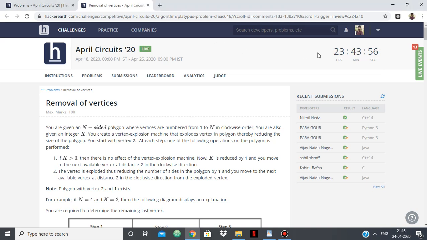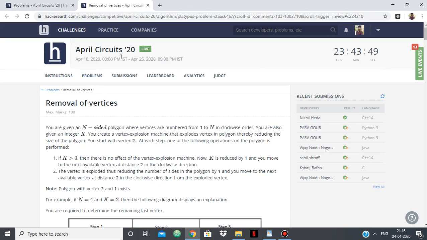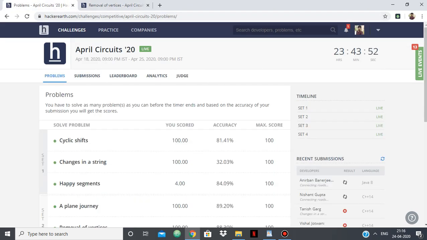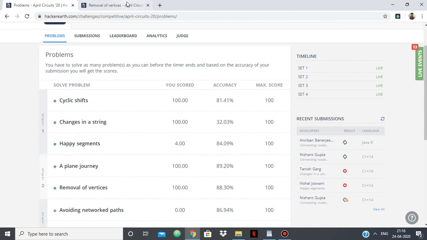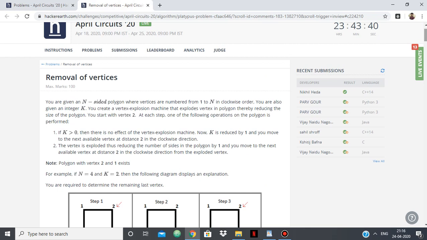Hello everyone, in this video we're going to see the solution for the HackerEarth problem, removal of vertices. It is a part of April Circuits 20, the fifth problem. In this problem, and this is a little lengthy one, so bear with me, I'll explain to you the pattern that I saw within the test cases and with that how I got my approach.